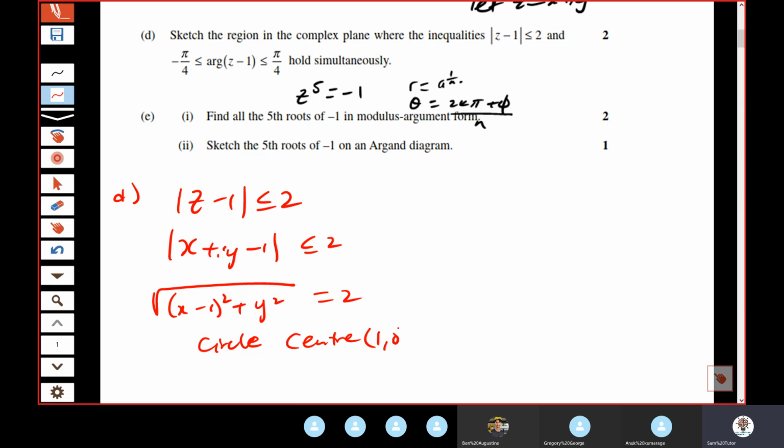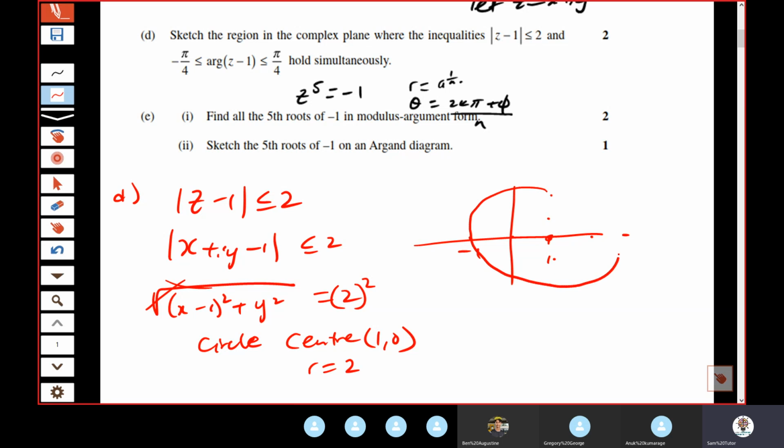Positive 1 and 0, and your radius is 2. 2, because that's going to be squared. I just didn't bother doing it. So it was easy, wasn't it? All you needed to know was the modulus is Pythagoras, square root of x squared plus y squared. Draw that. X is 1, y is 0, there it is. Radius is 2, 1, 2, and something like that. It's less than or equal to 2.